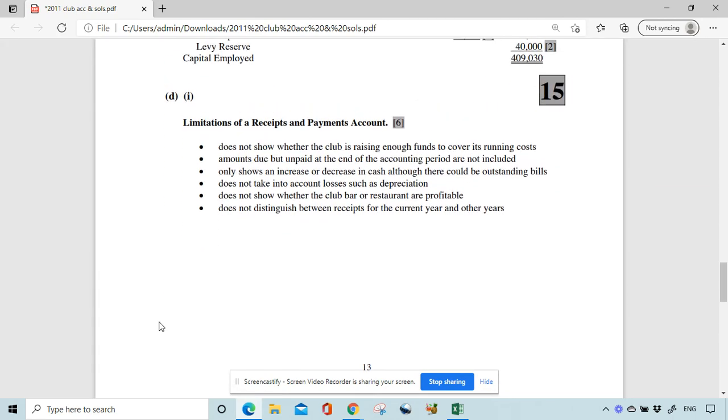First of all, limitations. Receipts and payments does not show whether the club is raising enough funds to cover its running costs. All the receipts and payments shows you is the money coming in and the money going out. That's it. Amounts due but unpaid at the end of the accounting period are not included. It only shows an increase or a decrease in cash, although there could be outstanding bills. Doesn't show us that. Does not take into account depreciation. Does not show whether the club bar or restaurant or shop are profitable. And it does not distinguish between receipts for the current year and other years. Okay, so you're going to need 3 of these at 2 marks each.